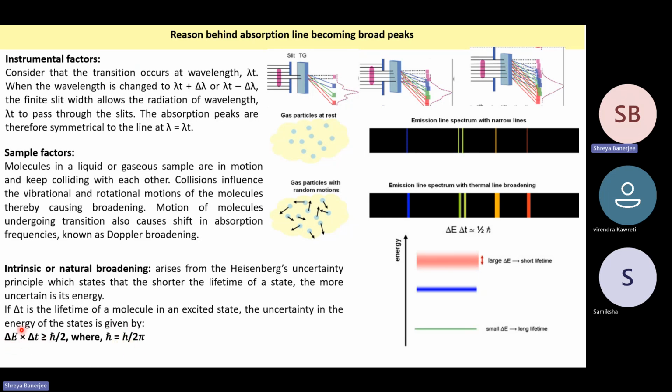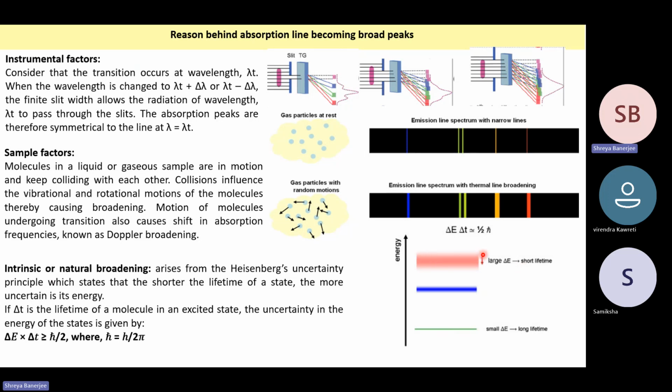Delta E is the uncertainty in energy and delta T is the lifetime. So for an energy state where the uncertainty is low, so it is only one energy, you can see this energy state is shown as a sharp line because the uncertainty in energy is low. So if the uncertainty in energy delta E is low, then the lifetime will be very high. That is, delta T will be high because the product must be a constant.